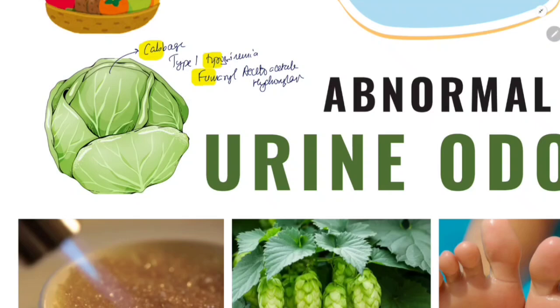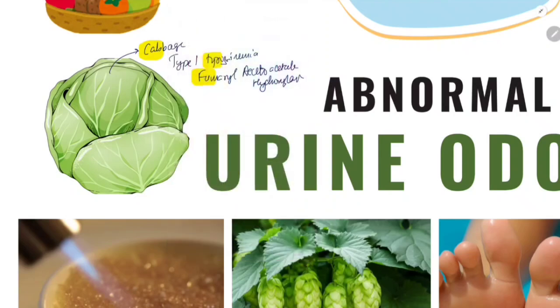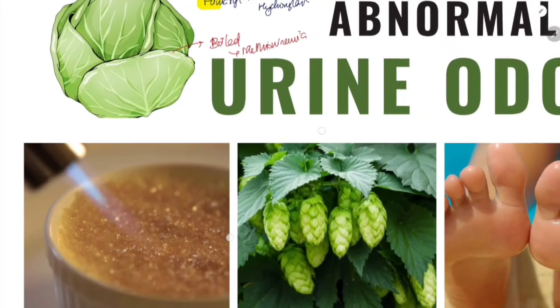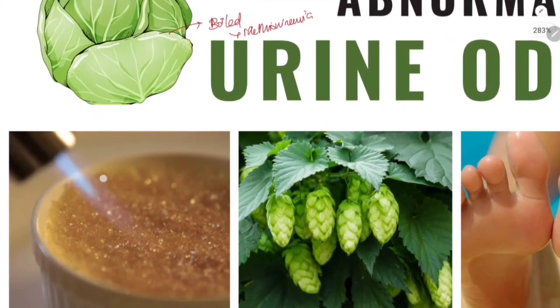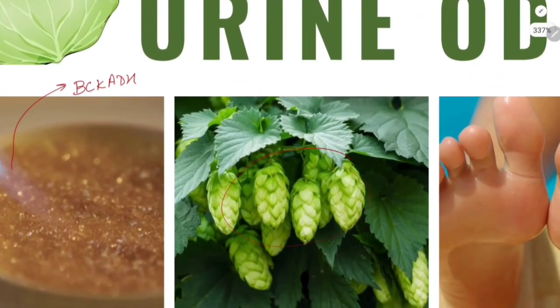Next is boiled cabbage odor. The boiled cabbage odor is seen in methioninemia. Next, burnt sugar odor. So burnt sugar odor is seen in branched chain keto acid dehydrogenase enzyme deficiency. Next, in the picture like the hops. So hops-like urine is seen in Oasthouse urine disease.